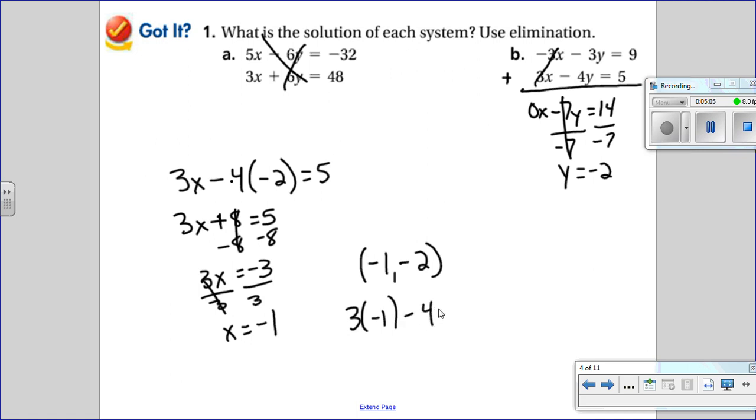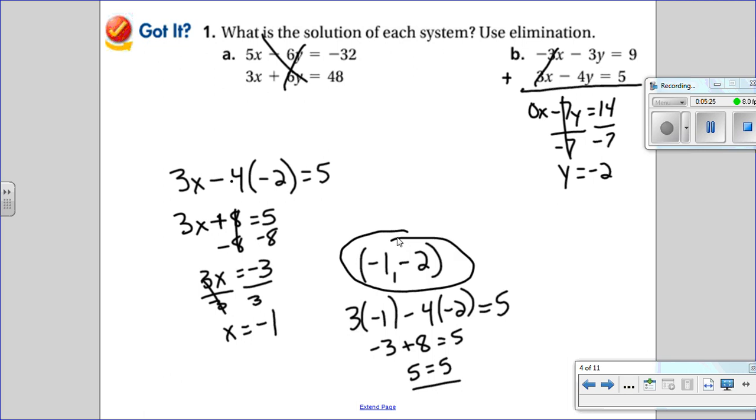Negative 4 times negative 2 equals 5. 3 times negative 1 is negative 3. Negative 4 times negative 2 is positive 8. Negative 3 plus 8 is 5, equals 5. So that shows us that it works. We are correct. So this is our solution.